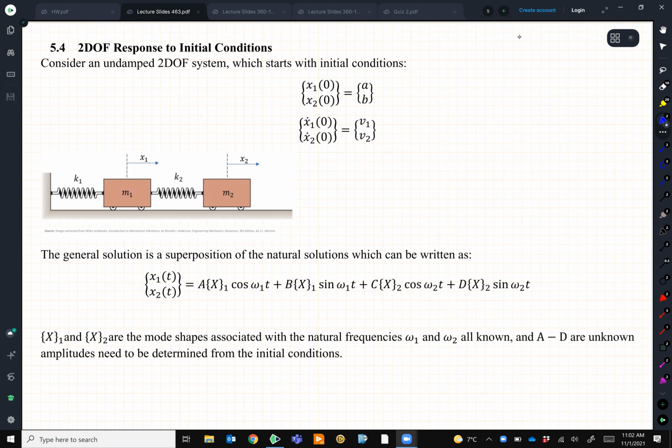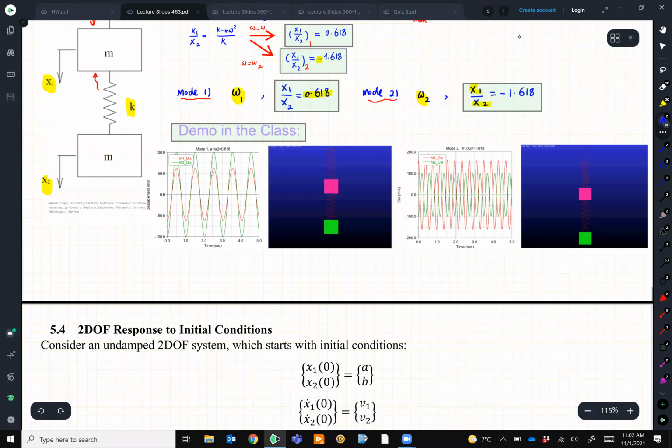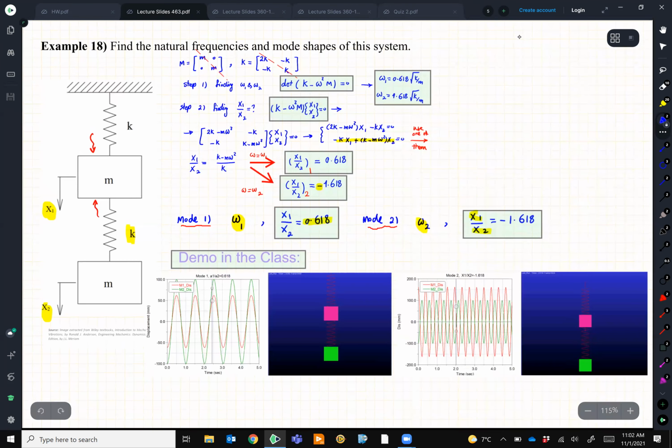All right, so let's see what we had last day. We tried to solve a 2-degree freedom system, right? So this is where we got last day. We're dealing with the 2-degree freedom system. We managed to find the stiffness matrix and the mass matrix.